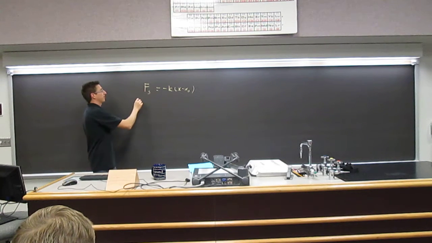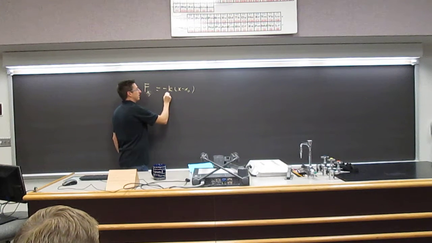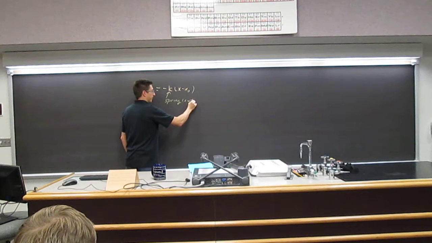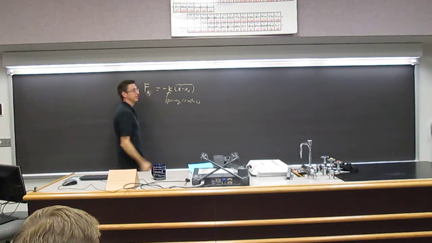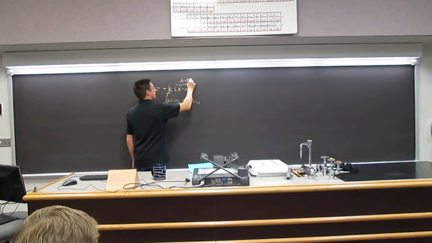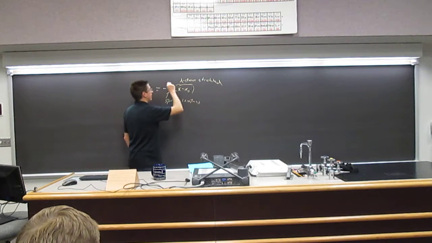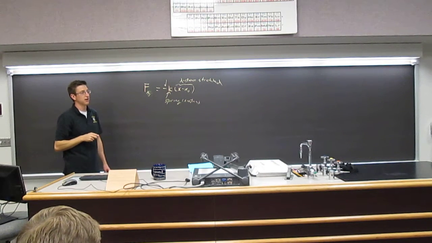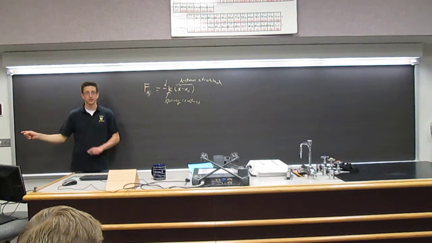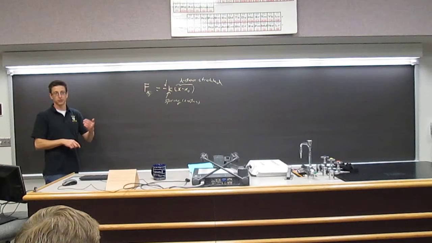This would be the force in the x direction of a spring. This is the spring constant. And then this is the distance stretched from its equilibrium point. The minus sign means that it opposes the stretching. Okay, the force does. So if I stretch in one direction, the force is in the opposite direction, or if I compress it in one direction, the force is in the opposite direction.